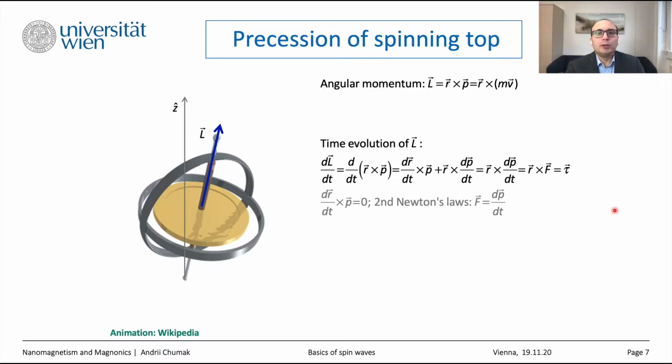Let us have a look at how you would search for a time evolution of this angular momentum. What you do, you just take the derivative over time, and then you do standard mathematics, r cross product p. It means that first you search the derivative of the first part, dr over dt cross product p, plus r cross product dp over dt. And let us have a look at this part.